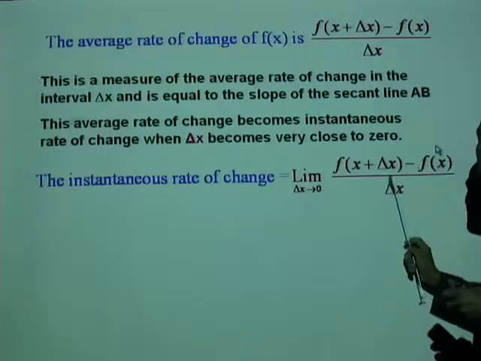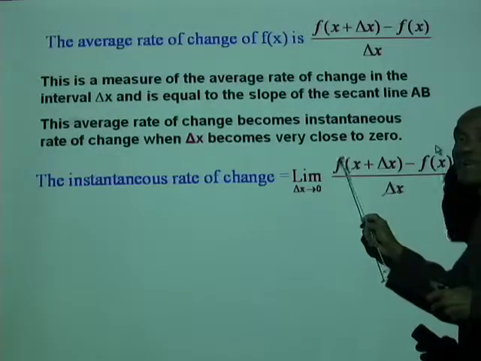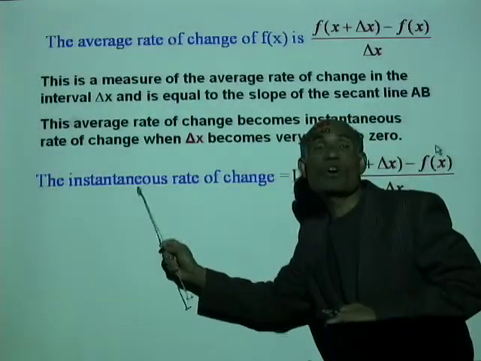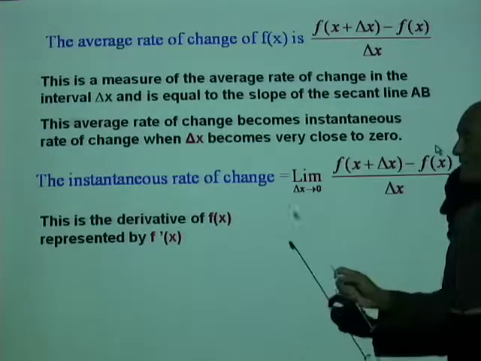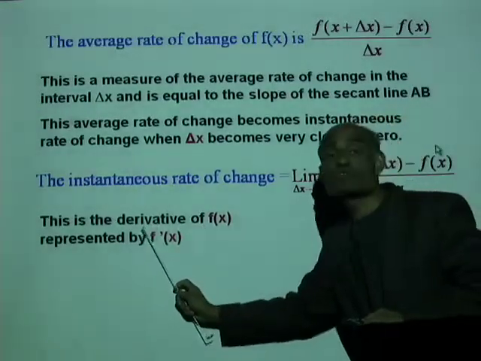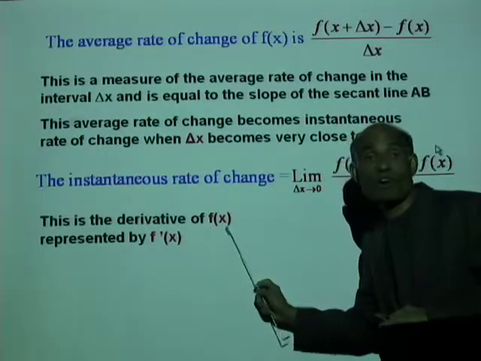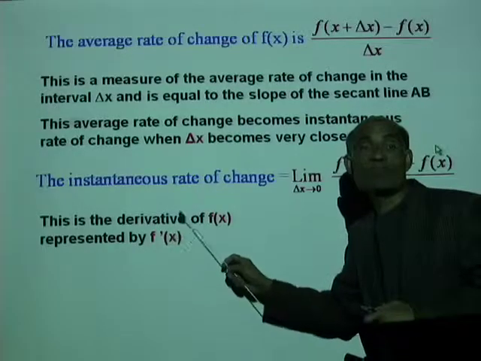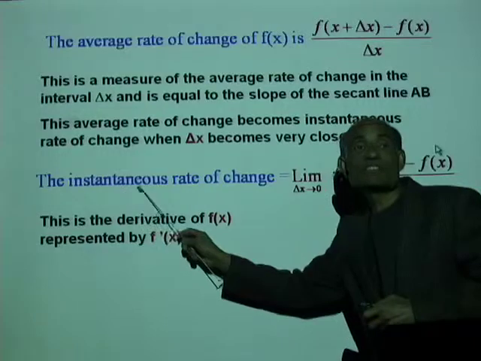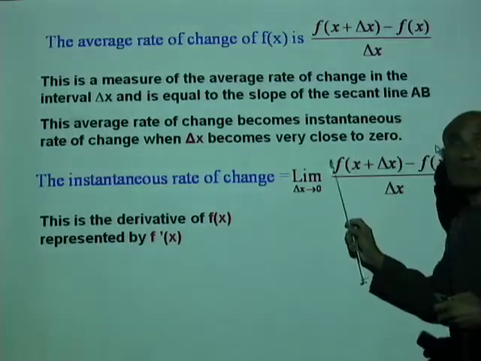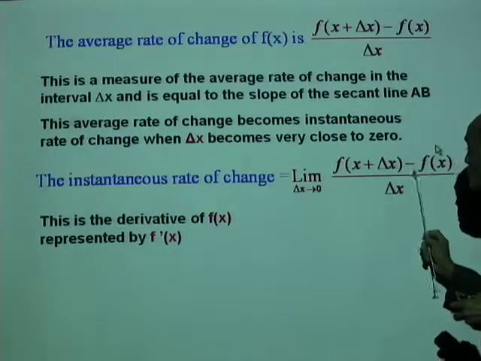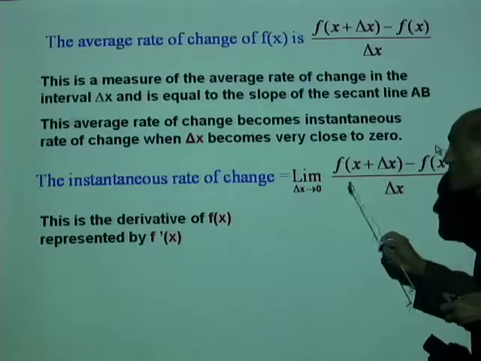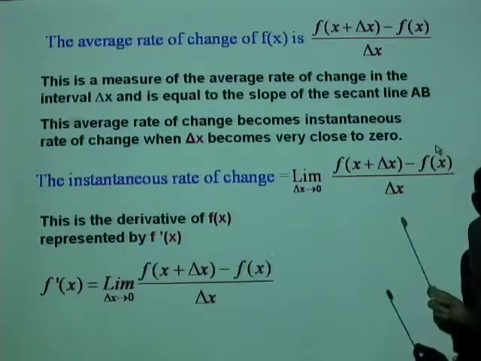The change in the output divided by the change in the input. The limiting value of this when delta x approaches zero is what we call the instantaneous rate of change. That is, the instantaneous rate of change is the derivative of the function. If the function is f of x, its derivative is f prime x. And f prime x is a measure of the instantaneous rate of change. It is obtained by the change in the function value divided by the change in the input, and we take the limiting value of it when delta x approaches zero.